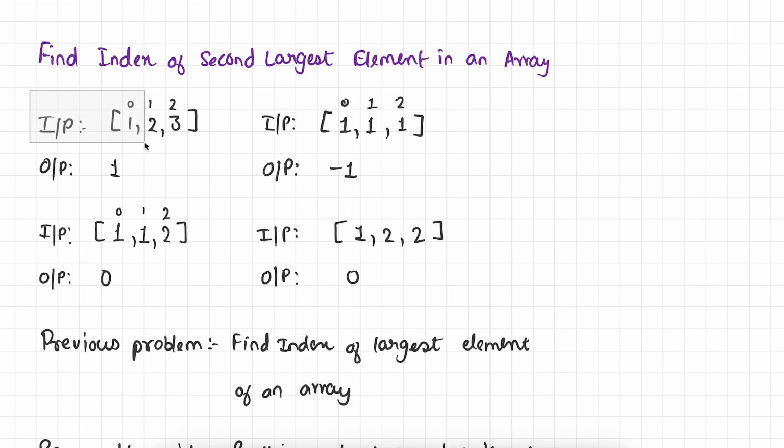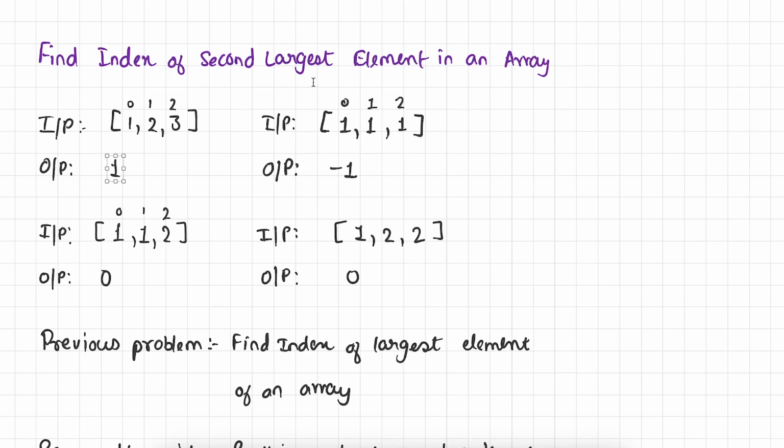If we are given an array like this, where the elements are 1, 2, 3, then the output of this input is 1. Because you can see that at the second position 3 is the largest element, and at the first index 2 is the second largest element. So the output is 1, because 1 is the index of the second largest element.